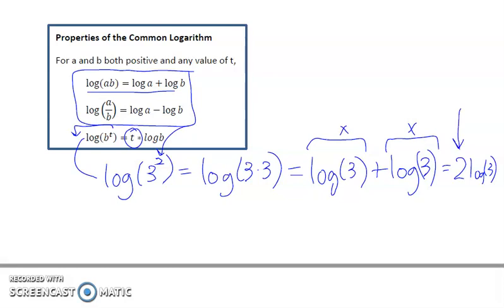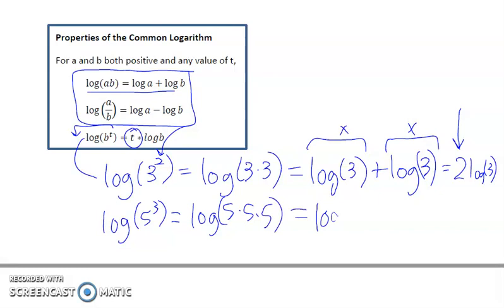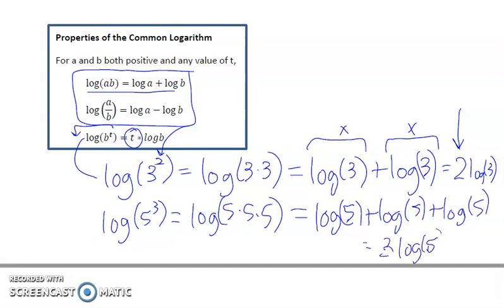So for example, if I have log of 5 to the third power, I could separate that into log of 5 times 5 times 5. And then if I use that first rule, I can break that down to log of 5 plus the log of 5 plus the log of 5. And that would be like doing an x plus an x plus an x. So I can simplify that to 3 log 5s. And that 3 is actually the exponent from the original problem.